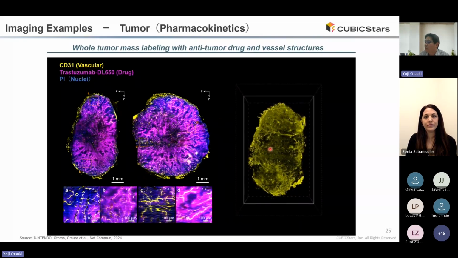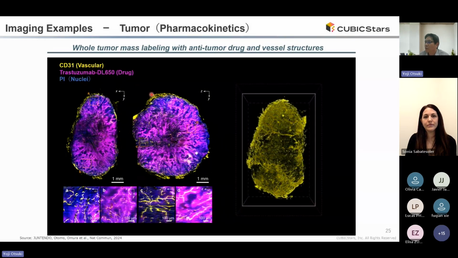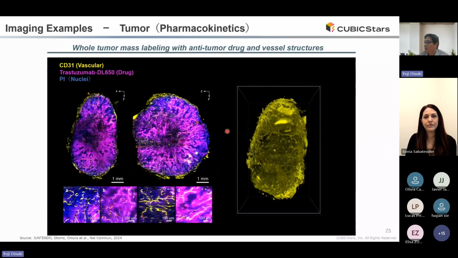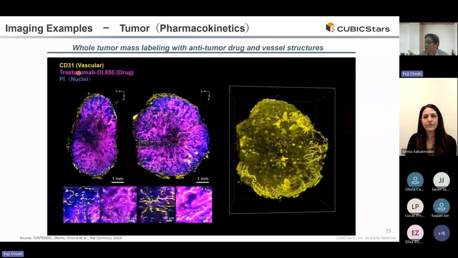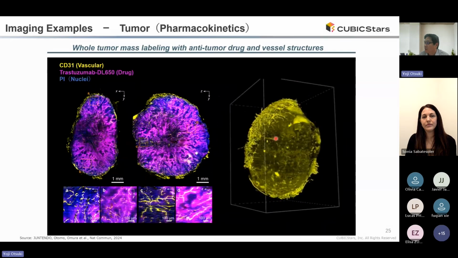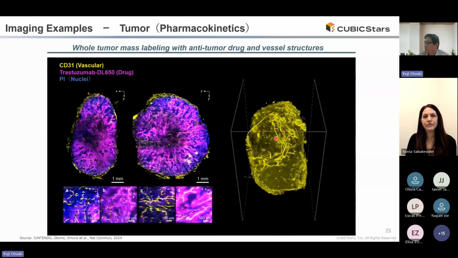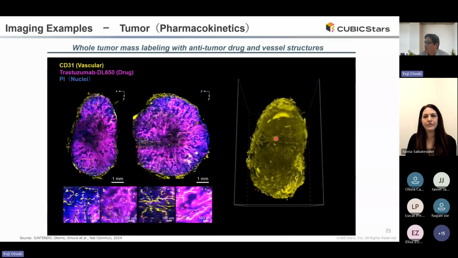So here's a movie of this whole tumor mass. The data was acquired for CD31 as a vascular structure marker, and also trastuzumab, the drug. As you can see, the whole tumor mass was successfully collected and evaluated.